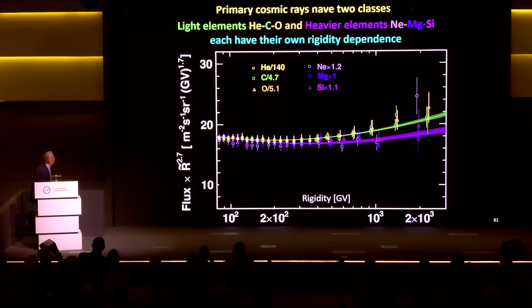What we found, light cosmic rays, helium, carbon, oxygen, have one functional dependence from 60 GeV to 3000 GeV. And neon, magnesium, silicon have a different dependence. The fact that primary cosmic rays have two identical dependencies is not expected, not predicted by any model.